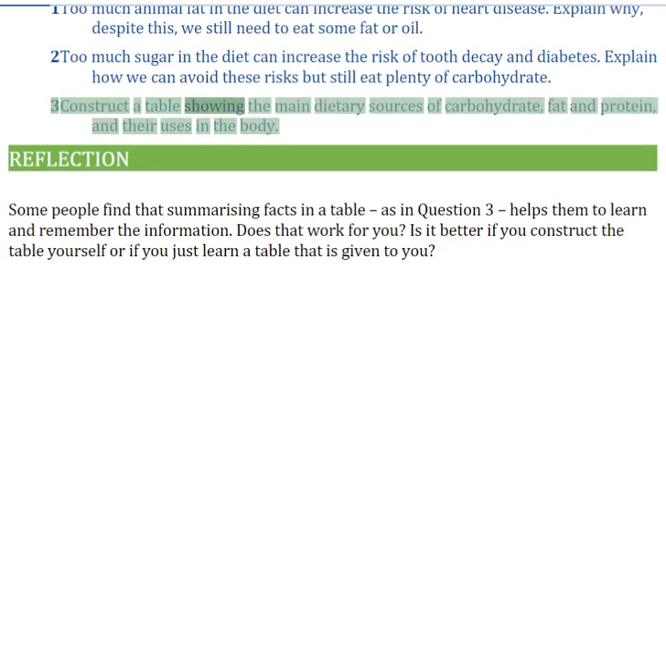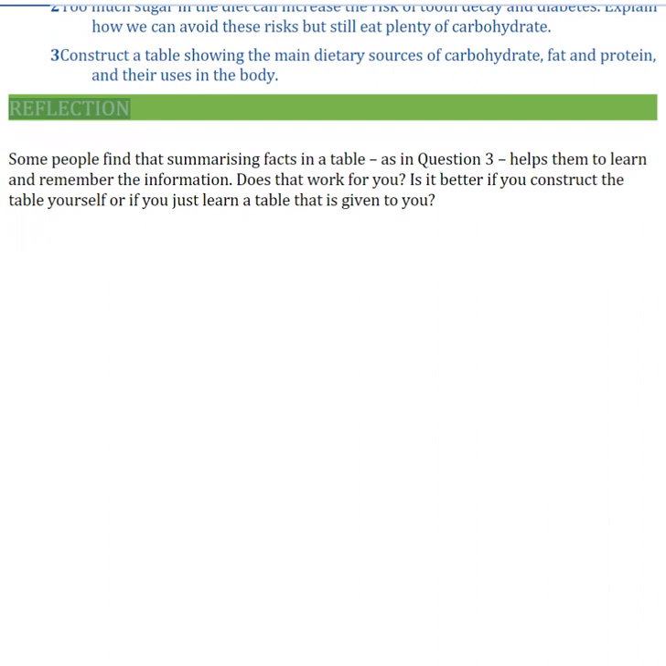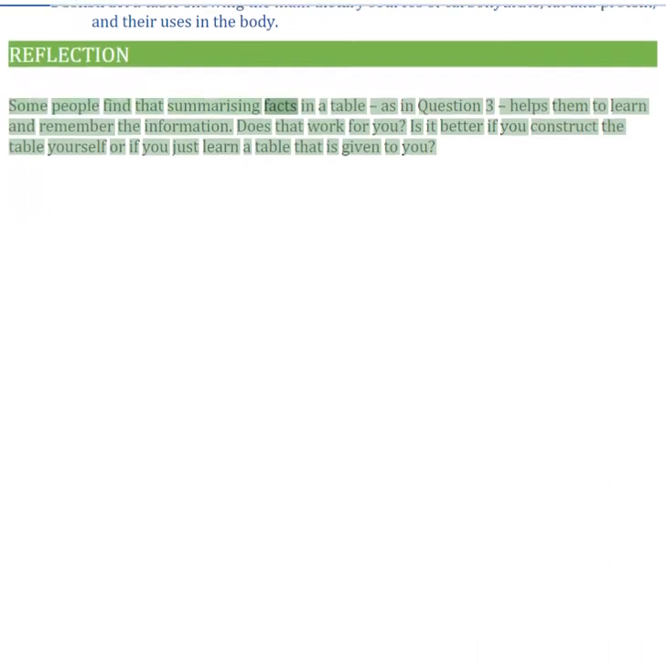3. Construct a table showing the main dietary sources of carbohydrate, fat and protein, and their uses in the body. Reflection. Some people find that summarizing facts in a table, as in question 3, helps them to learn and remember the information. Does that work for you? Is it better if you construct the table yourself, or if you just learn a table that is given to you?